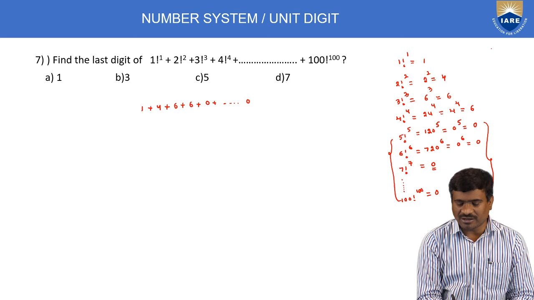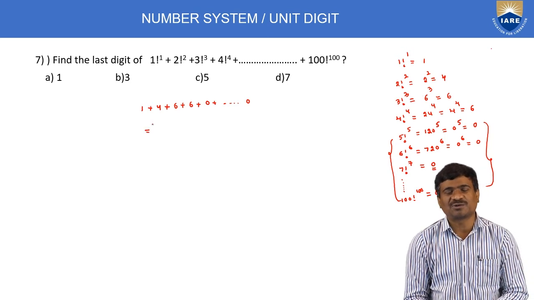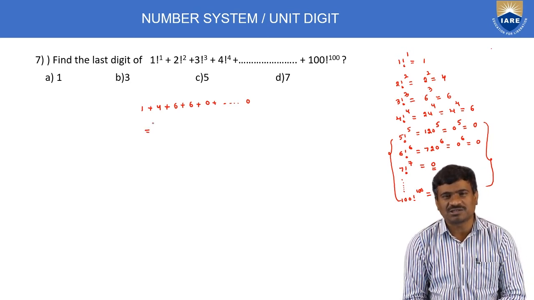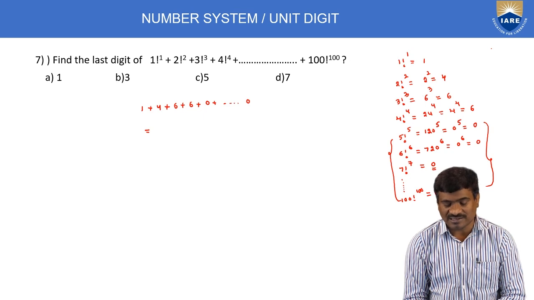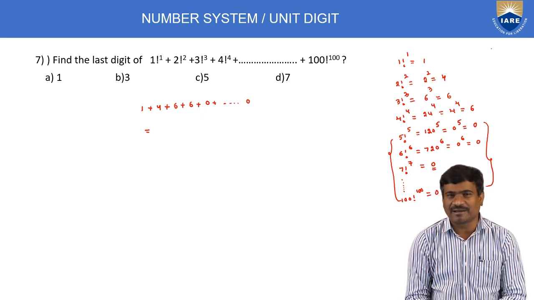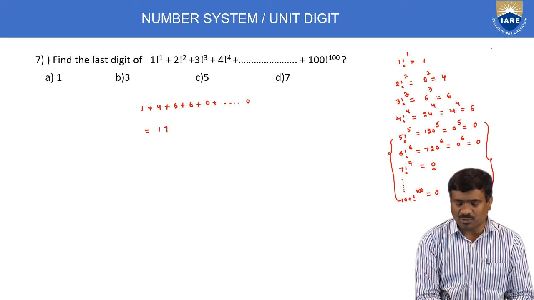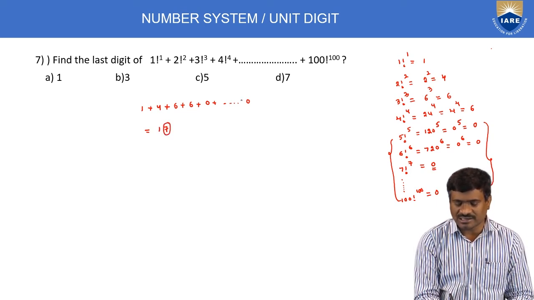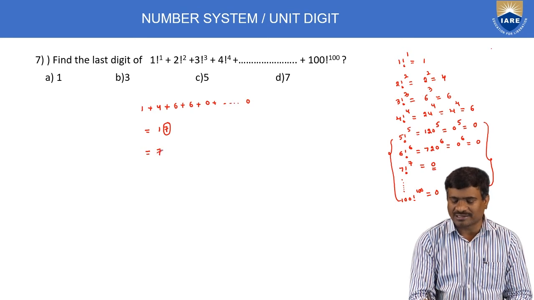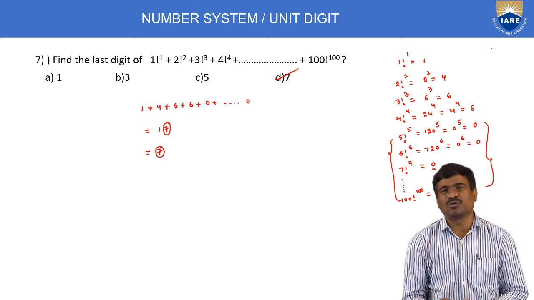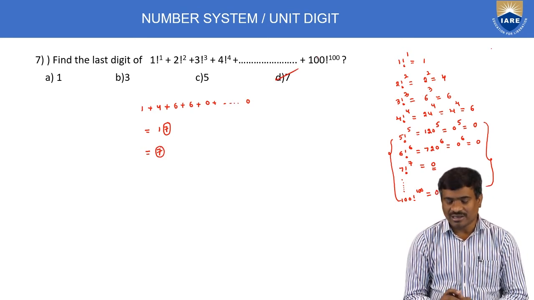Here next, apply the operator. 1 plus 4 is 5. 5 plus 6 is 11. 11 plus 6 is 17. And next 0, so 17. In 17, the unit digit is only 7. Therefore, the answer is option D, only correct. Option D only is correct. Okay, right.